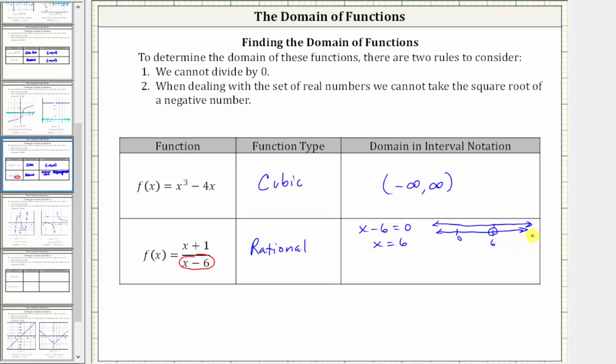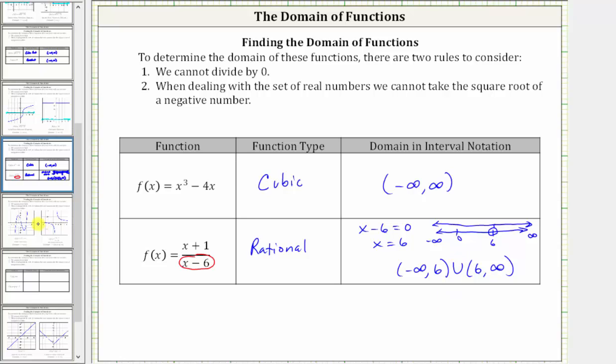So to the right we approach infinity, to the left we approach negative infinity, which means using interval notation, the domain is going to be from negative infinity to 6. It does not include 6, so we have a parenthesis to the right of 6, union. We use this U for union, and then from 6 to infinity, again not including 6. This is the domain using interval notation.